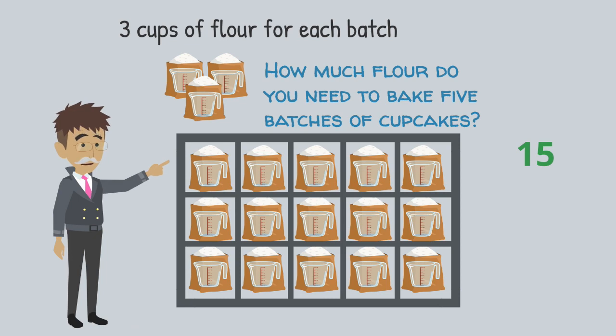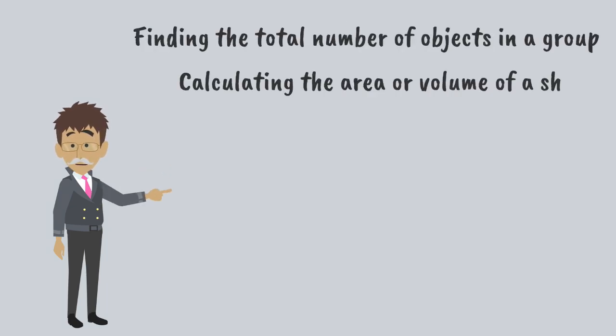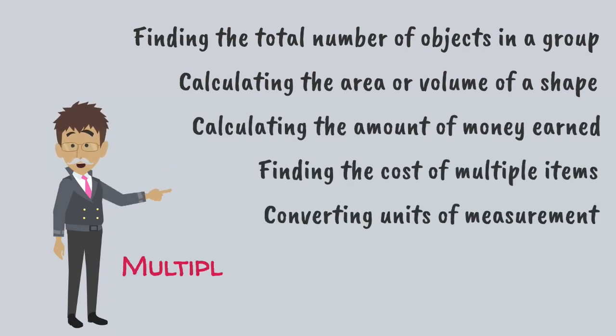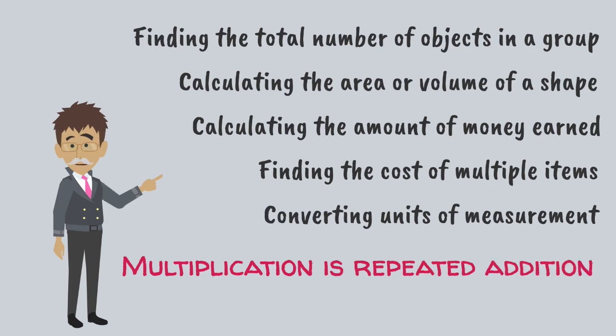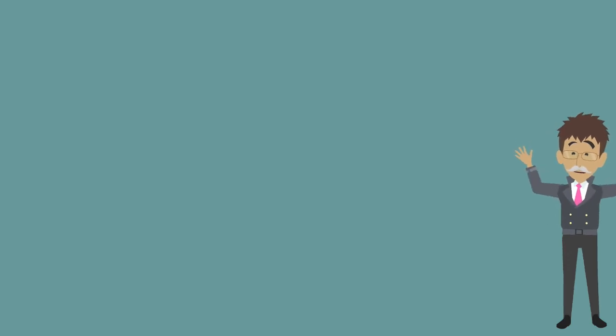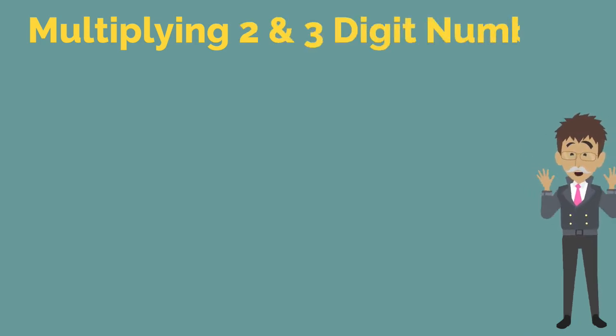The total number of cups of flour is the product of the number of objects in each group and the number of groups. Multiplication is very useful. The most important thing is understanding the basic concept. Multiplication is repeated addition. We often have to multiply larger numbers, and there are many ways to do it. Let's look at some situations requiring us to multiply 1-digit by 2- and 3-digit numbers, or 2-digit by 2-digit numbers.